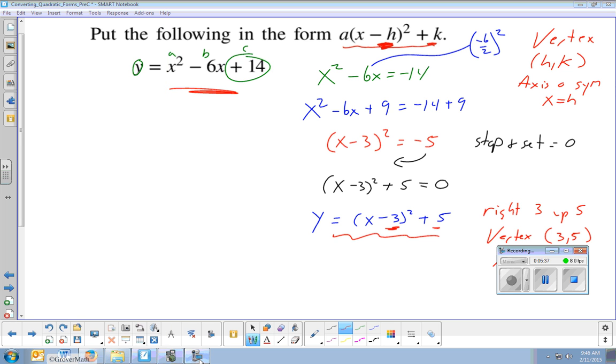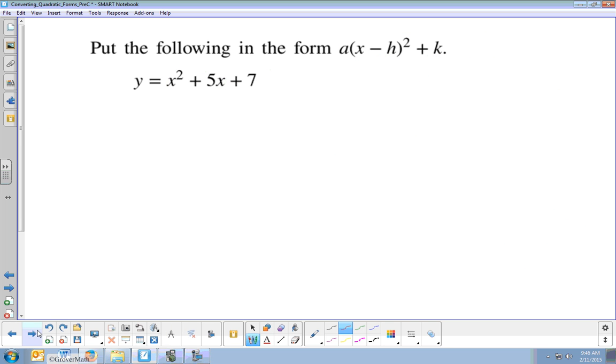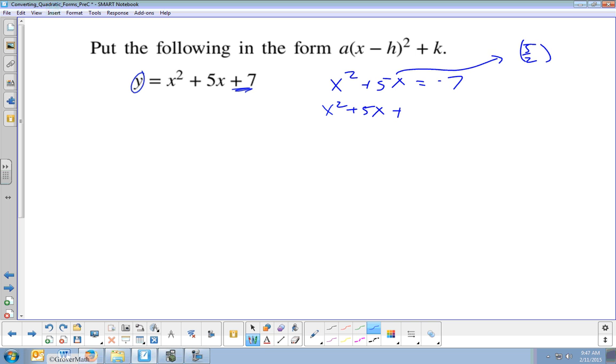All right, let me give you one more example real quick. So here I'm going to, again, just think of this as 0, move this constant, so it's going to be x squared plus 5x equals negative 7. The b divided by 2 squared is, let's see, this is going to be an odd one. It's going to be a fraction. 5 divided by 2 squared is 25 over 4. And so we have negative 7 plus 25 over 4 on this side also.